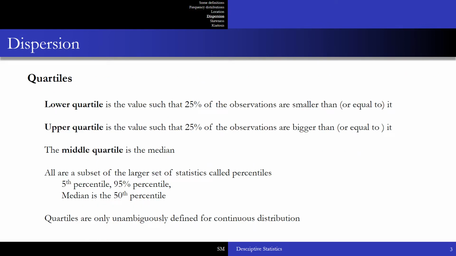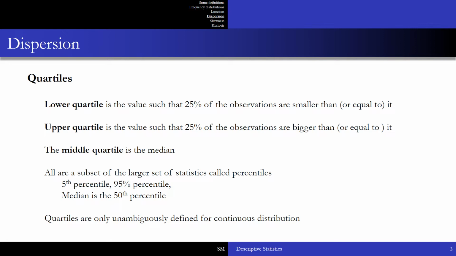Next up are the quartiles. The lower quartile is the value such that 25% of the observations are smaller than or equal to it. The upper quartile is the value such that 25% of the observations in your distribution are bigger than or equal to it. The middle quartile is just another name for the median. All of these are a subset of a larger set of statistics called percentiles. The 5th percentile, the 95th percentile, and so on and so forth. The median is the 50th percentile.